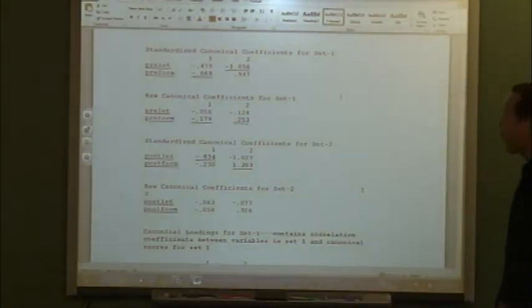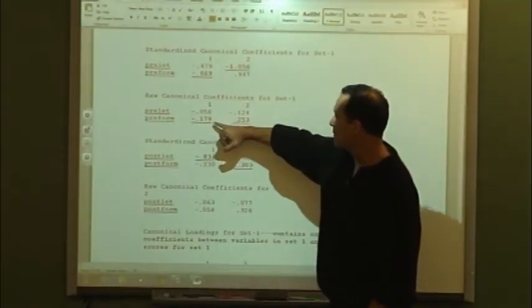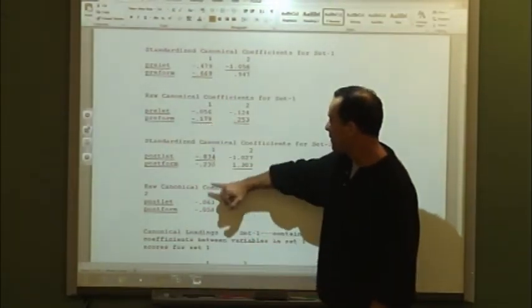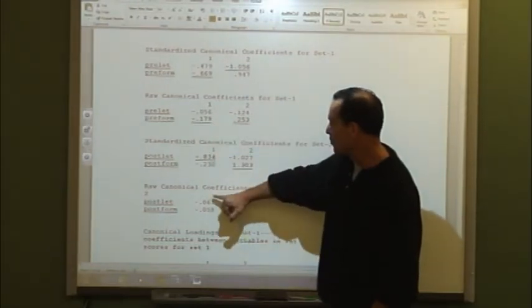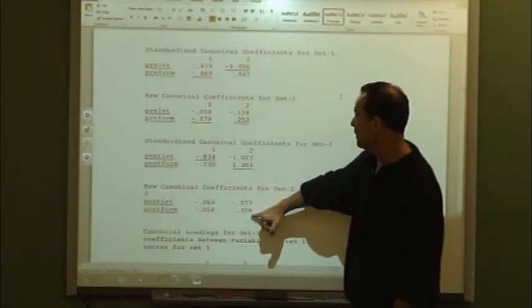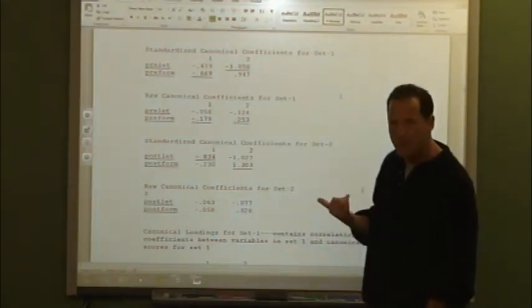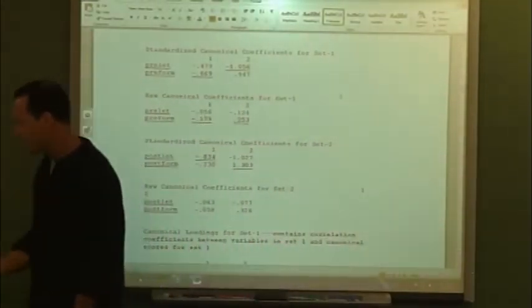And then you get the raw functions also. As you can see here, this is the higher one, for pre-test on forms, and these are really close, post-test on letters. Here we see pre-test on forms, post-test on forms. So these are just the raw, unstandardized coefficients that may be impacted by the metric.